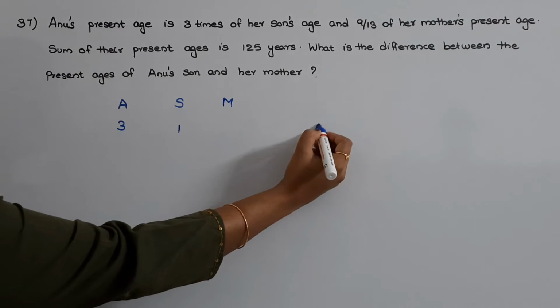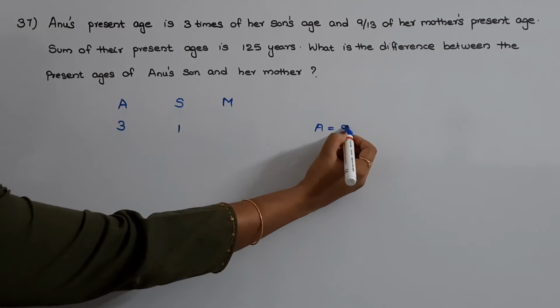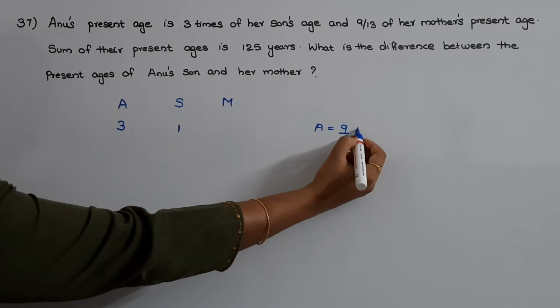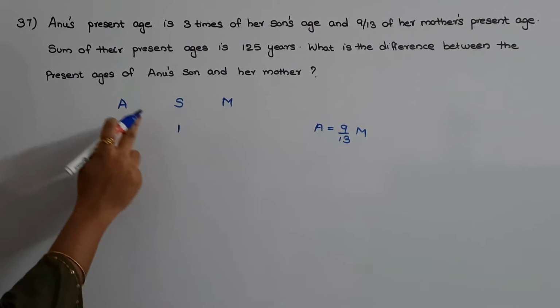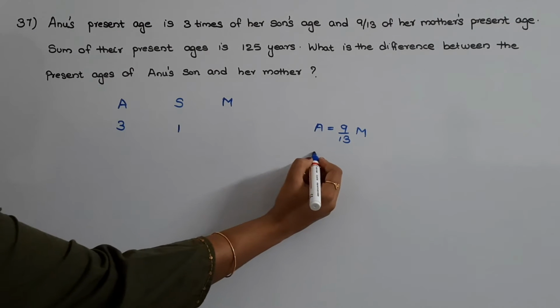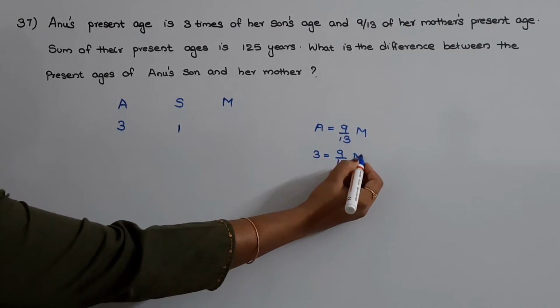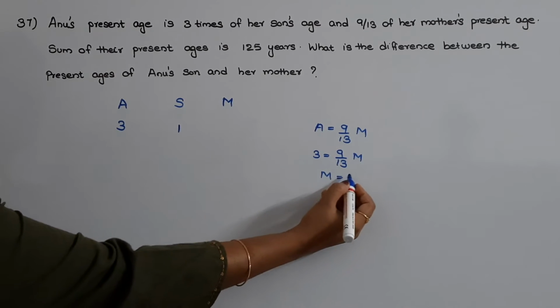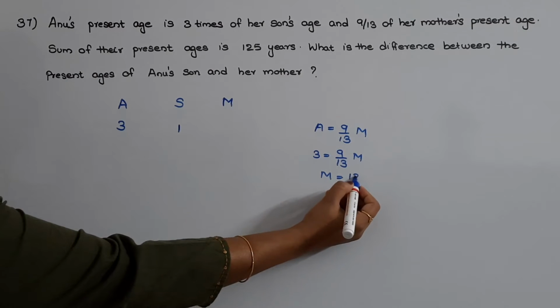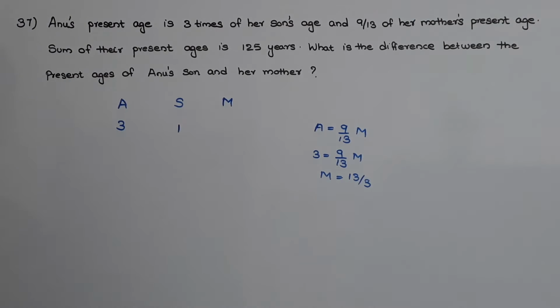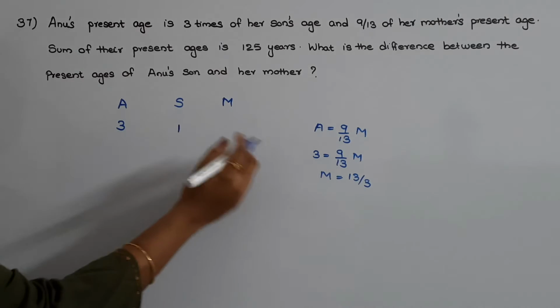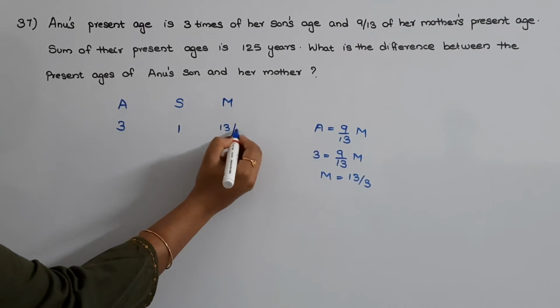Okay, then they are telling that Anu's age is 9 by 13 of her mother's present age. Anu's age we took it as 3. Okay, so 3 is equal to 9 by 13 of mother's age. Then what will be mother's age? Mother's age will be equal to 13 by 3. Okay, so we can write mother's age as 13 by 3.